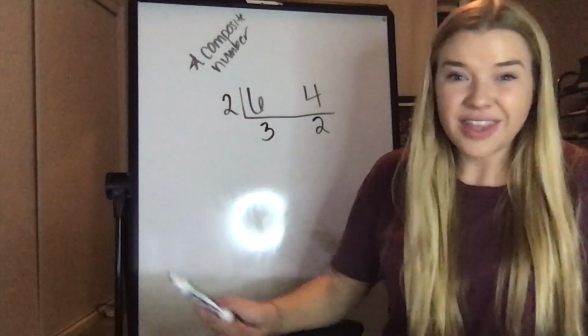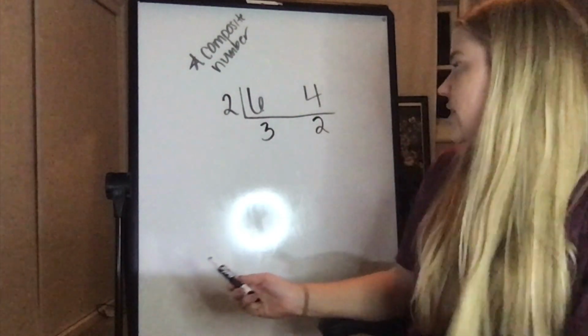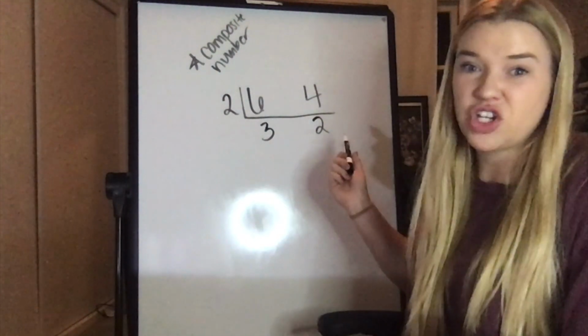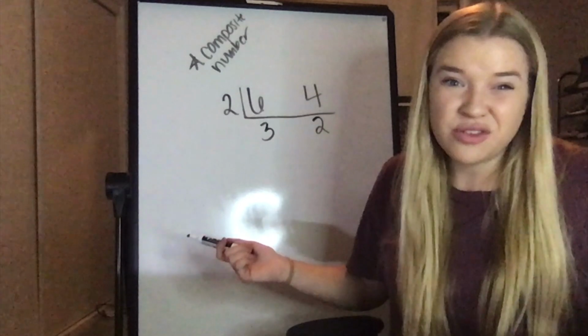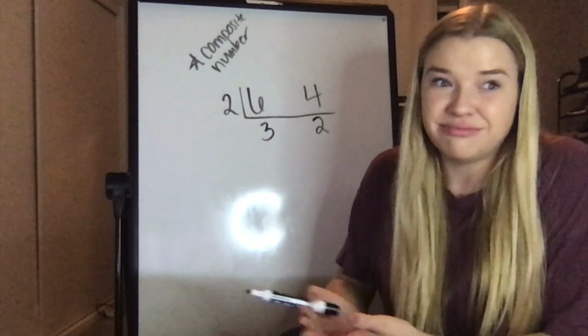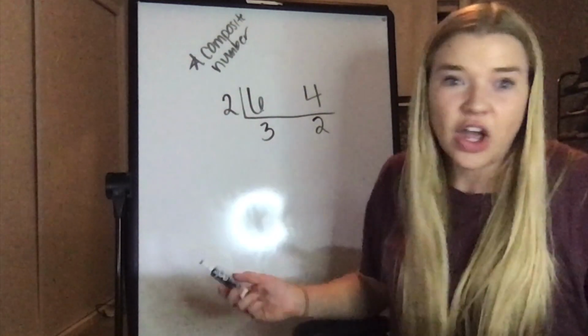And now I'm going to look at my next row and think, okay, is there any number that can go into both 3 and 2? Well, 3 has 1 and 3. 2 has 1 and 2. If I used 1, it's just going to end up looking the same. I don't even have to divide by 1 because if I divide by 1, everything stays the same, right? So this is as far as I can go here.